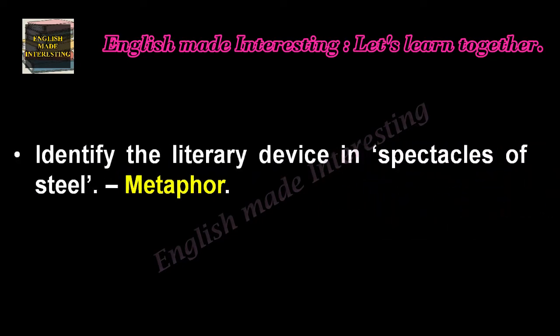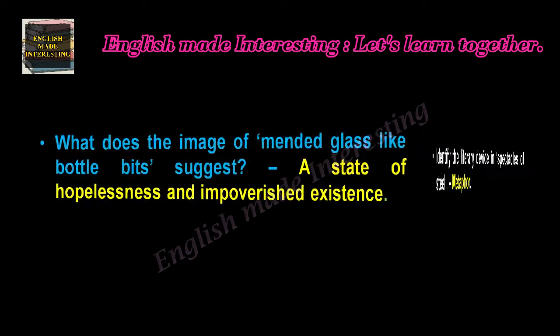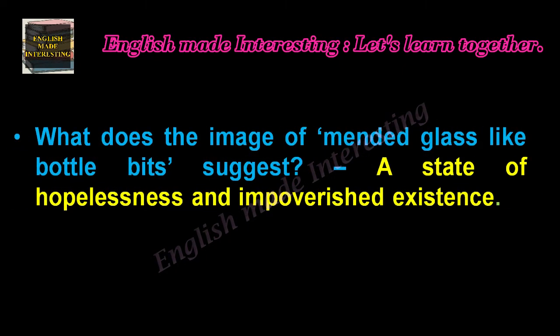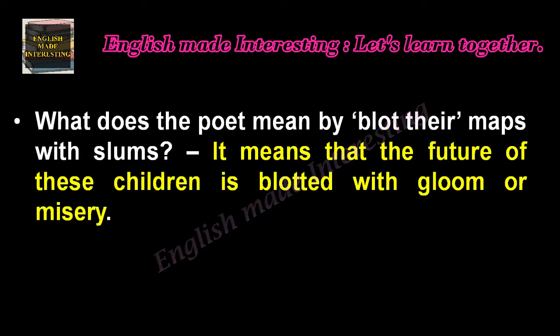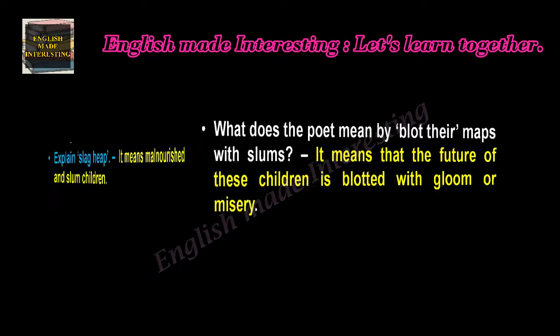Identify the literary device in "Spectacles of Steel." It is metaphor. What does the image of mended glass like bottle bits suggest? A state of hopelessness and impoverished existence. What does the poet mean by "blot their maps with slums"? It means that the future of these children is blotted with gloom or misery.